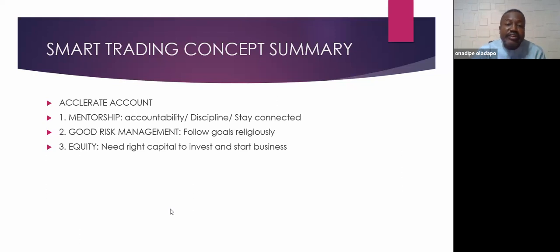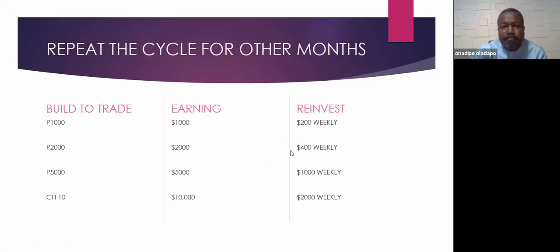And the final one is you need the right equity. Some people come here, they want to trade with $50 in their trading account and they want to take it to $1,000. Ladies and gentlemen, it won't work. My minimum recommendation for you to trade is $500. That's the minimum. You can go above, you can go to $1,000, but minimum is $500. And let me show you what can happen if you follow this recommendation.